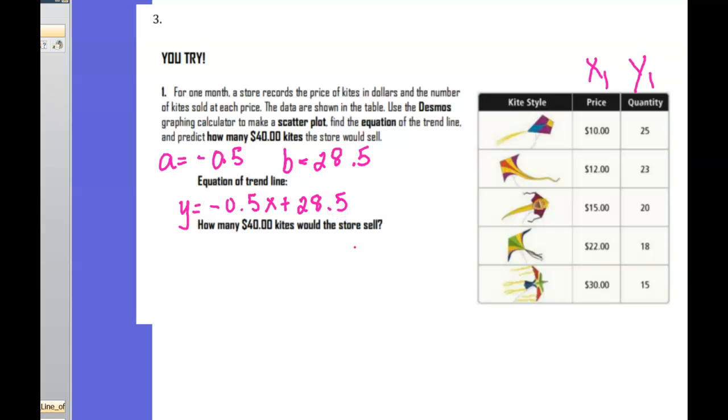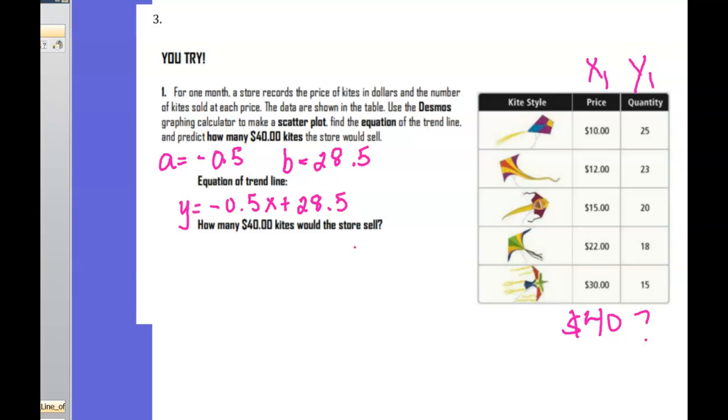All right, now here we're going to use that equation to make a prediction. We want to know how many kites we'd sell at $40. Okay, so as you can see, as the price is increasing, the quantity that we sell is decreasing. So the more expensive the kite gets, the fewer people buy it.